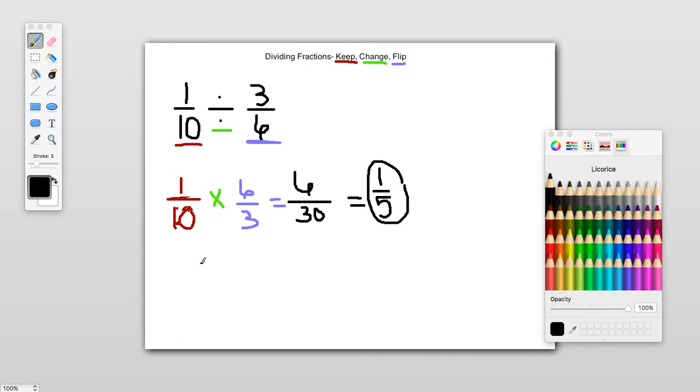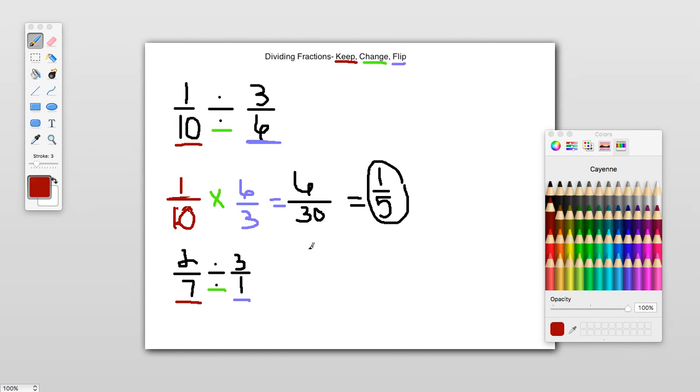Okay, so we're going to keep going with the keep, change, flip, because that's always how you do division problems. We'll do a fraction divided by a whole number. Our fraction is going to be 2/7, and our whole number will be 3. And I'm just going to write it as 3/1 right away, because we know whole numbers have to go over 1. So again, we're going to keep, change, and flip, so that you can see what each number goes with.